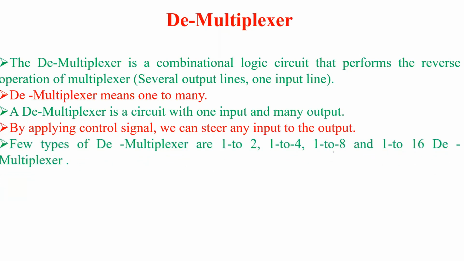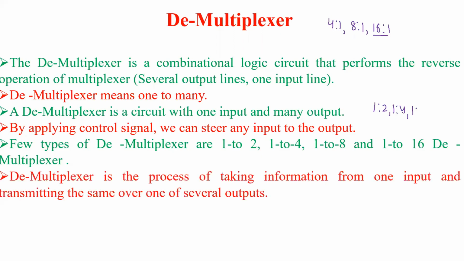A few types of demultiplexers are 1 is to 2, 1 is to 4, 1 is to 8, 1 is to 16. So it is the reverse of a multiplexer. In a multiplexer, you are using 4 is to 1, 8 is to 1, 16 is to 1. Here it is the opposite: 1 is to 2, 1 is to 4. That means one input is there and so many outputs are there. So you are going to route it by using some selection lines.